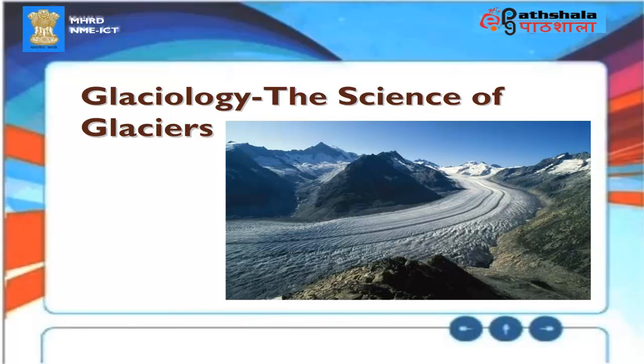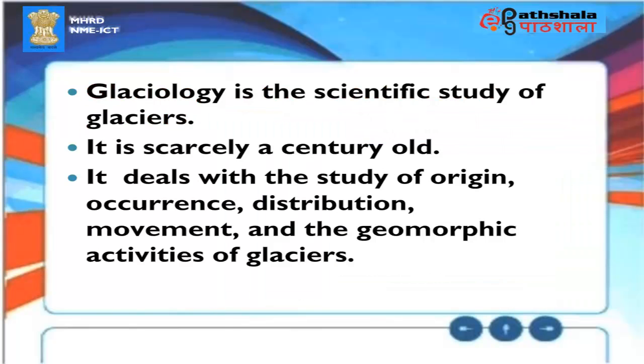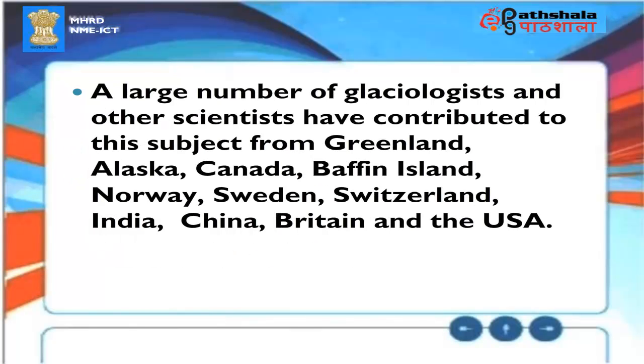Glaciology, the science of glaciers. Glaciology is the scientific study of glaciers. It is scarcely a century old. It deals with the study of origin, occurrence, distribution, movement, and the geomorphic activities of glaciers. A large number of glaciologists and other scientists have contributed to this subject from Greenland, Alaska, Canada, Baffin Island, Norway, Sweden, Switzerland, India, China, Britain, and the USA.